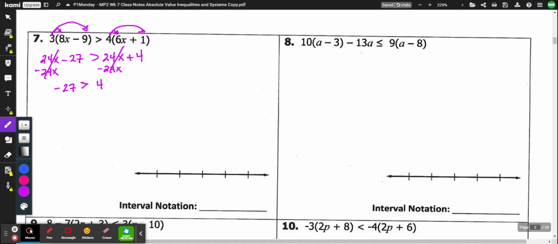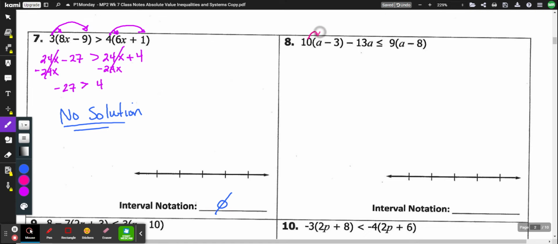Okay, so the last step we see is that we have negative 27 greater than 4, and we know that that's not true. Negative 27 is not greater than 4. So what we're going to have here is something called no solution. Sometimes that's going to be an answer. So put 0 with a line through it. That means no solution.